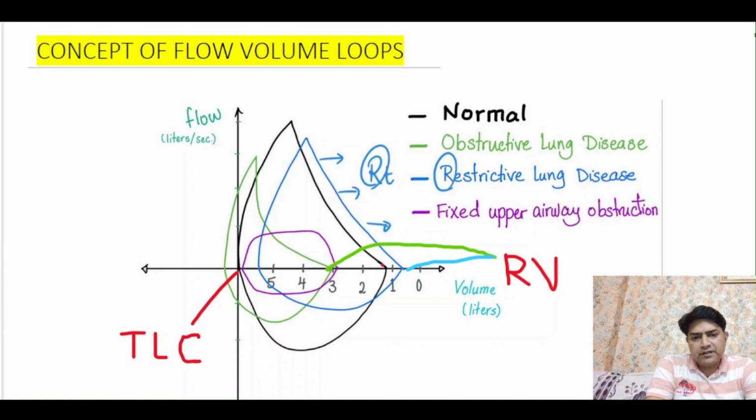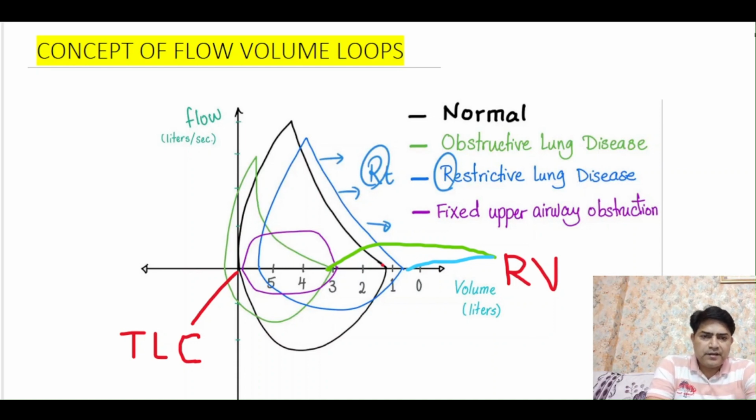After you have inspired forcefully and the total lung capacity is achieved, you then forcefully exhale. When you exhale forcefully, you see that the volume starts to decrease. When the peak reaches, that is the peak expiratory flow rate. And then gently it comes down until you have reached the residual volume again. So this whole flow volume loop is formed.